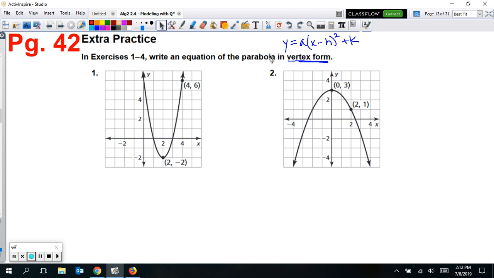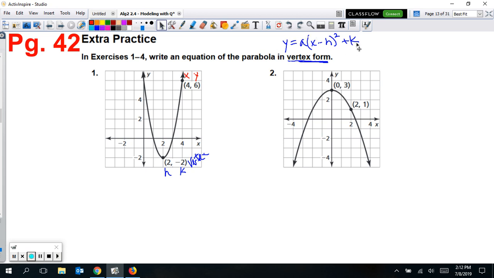So starting off with our vertex, we know our vertex down here is at the bottom. It would be the minimum value, which would be -2. But our h is 2 and our k is -2 on that one. And there's another point right up here where you can see (4, 6). So right there, we can use those as our x and our y. So we're going to start plugging everything in that we know from this.